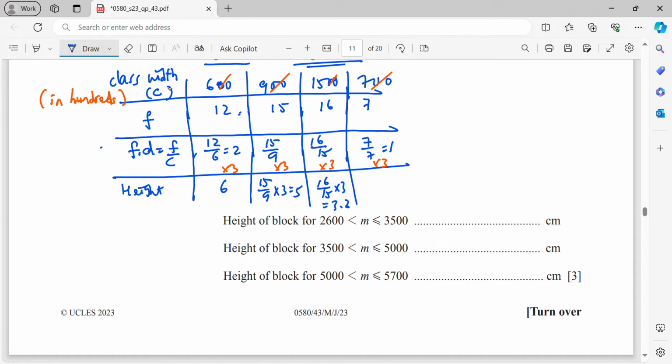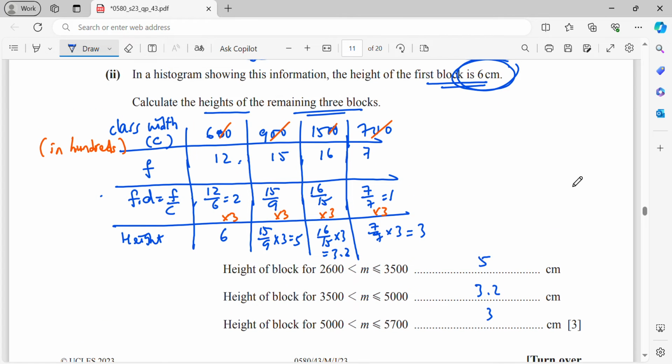And then lastly, 7 over 7, you times 3. So that is 3. So this is how we get the heights of the remaining blocks. Okay, so I will get 5, 3.2, and 3. So this is the calculation.